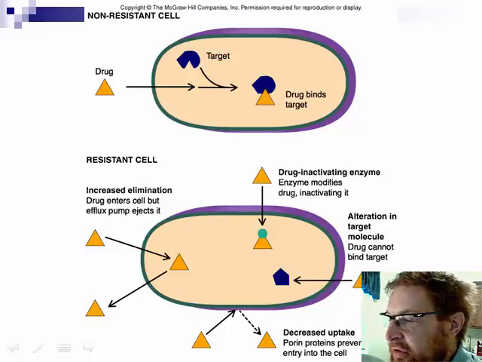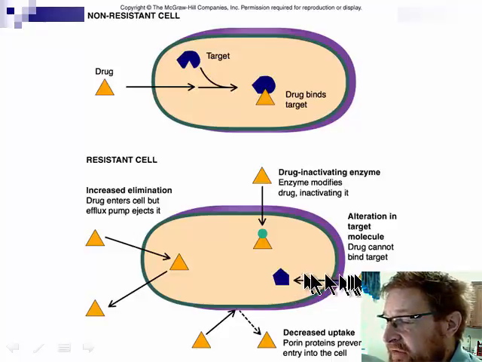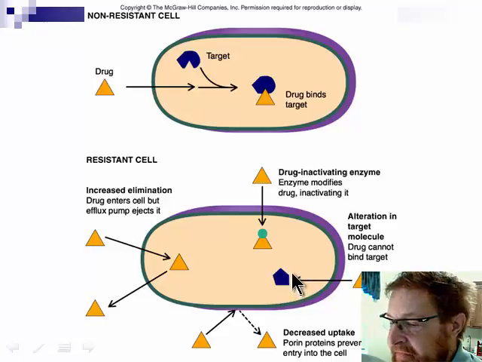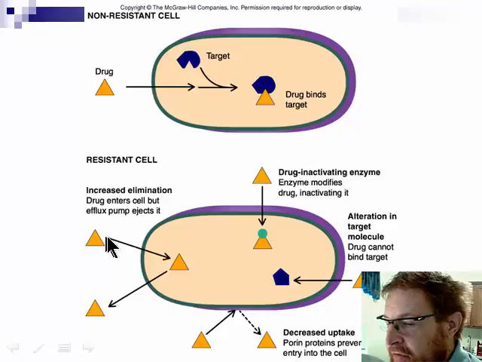We can also alter the target so that there could be something in the cell that you want to use to kill, but once you change the shape, this antibiotic won't be able to bind to it anymore. Now we can have things that will pump the antibiotic out of the cell. This is a passive coming in, and then the antibiotic can be actively pumped out of the cell. And we can also have a decrease in the uptake. This antibiotic wants to go into the cell, but something has changed. Some protein on the surface has made it so that it can no longer accept that drug into the cell.